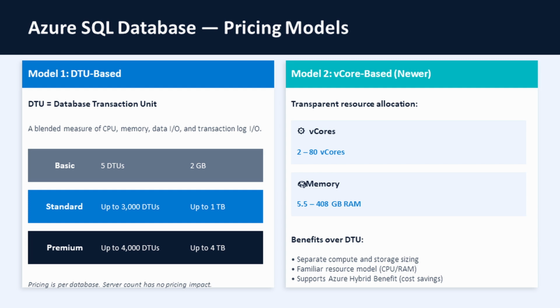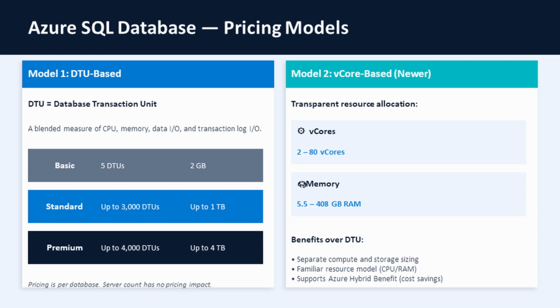Pricing for Azure SQL Database can feel confusing at first. So let us break it down clearly. There are two pricing models. The first model is the DTU-based model, where DTU stands for Database Transaction Unit. A DTU is a blended measurement that combines CPU, memory, data input-output, and transaction log input-output into a single number. The idea was to simplify resource selection, but in practice, many people find it difficult to translate their on-premises workload characteristics into DTU values. The DTU model has 3 service tiers.